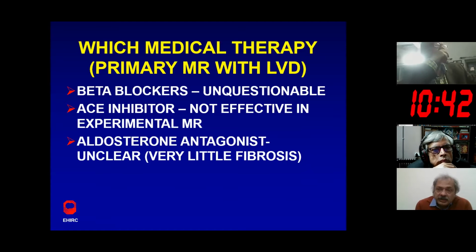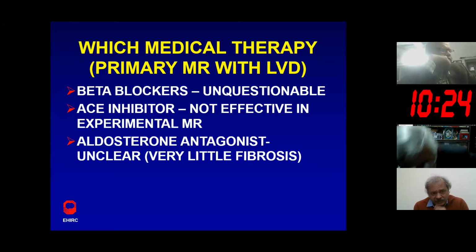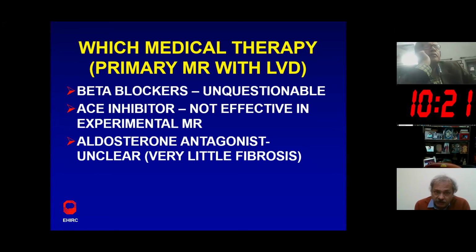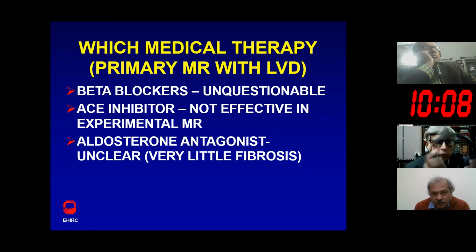Now, by the way, with primary mitral regurgitation, if LV dysfunction happens, then where are we as far as medical therapy is concerned? Beta blockers have unquestionably been proven beneficial in primary MR with LV dysfunction. Now come the ACE inhibitors. ACE inhibitors have not been effective in experimental MR. So if ACE inhibitors are not beneficial, intuitively ARBs also don't become beneficial, and then ARNI are also a little bit suspect because they all work through the RAS axis.